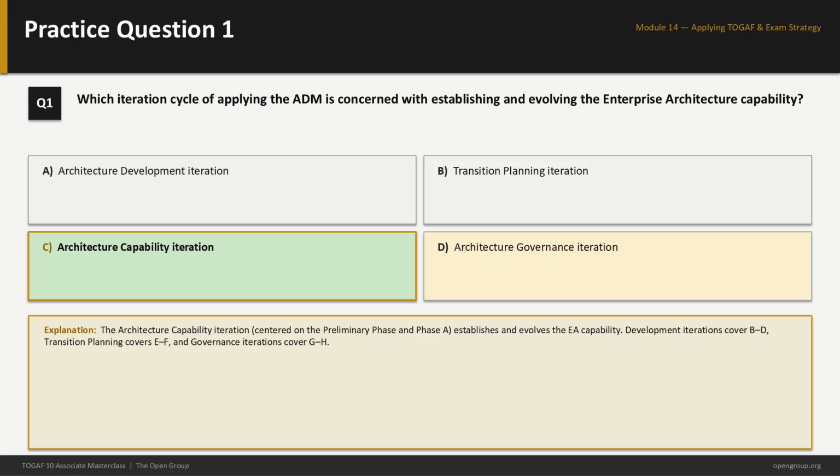Question 1. Which iteration cycle of applying the ADM is concerned with establishing and evolving the enterprise architecture capability? Pause to consider your answer. The correct answer is C, architecture capability iteration. The architecture capability iteration, centered on the preliminary phase in Phase A, establishes and evolves the EA capability. Development iterations cover B and D, transition planning covers E, F, and governance iterations cover GAH.